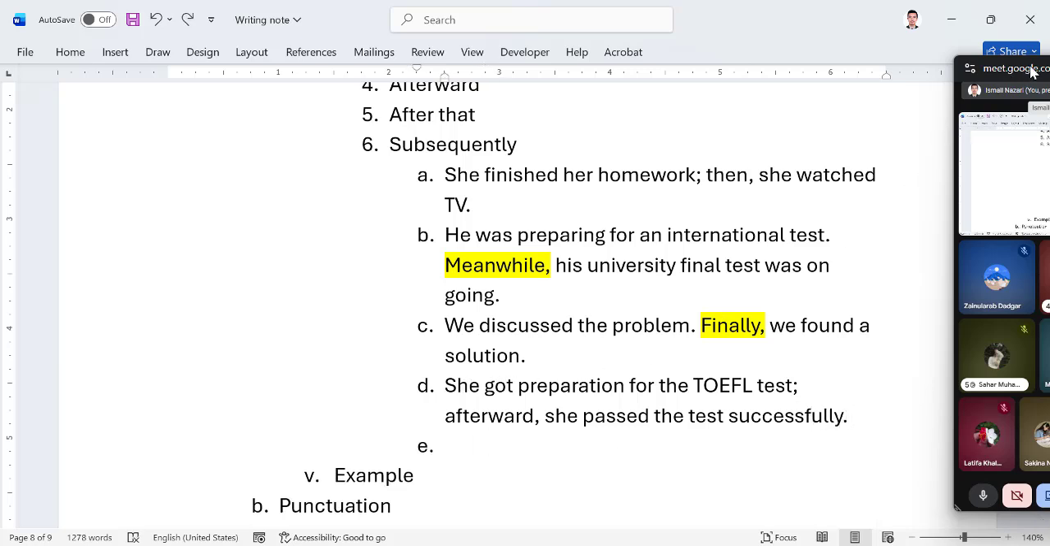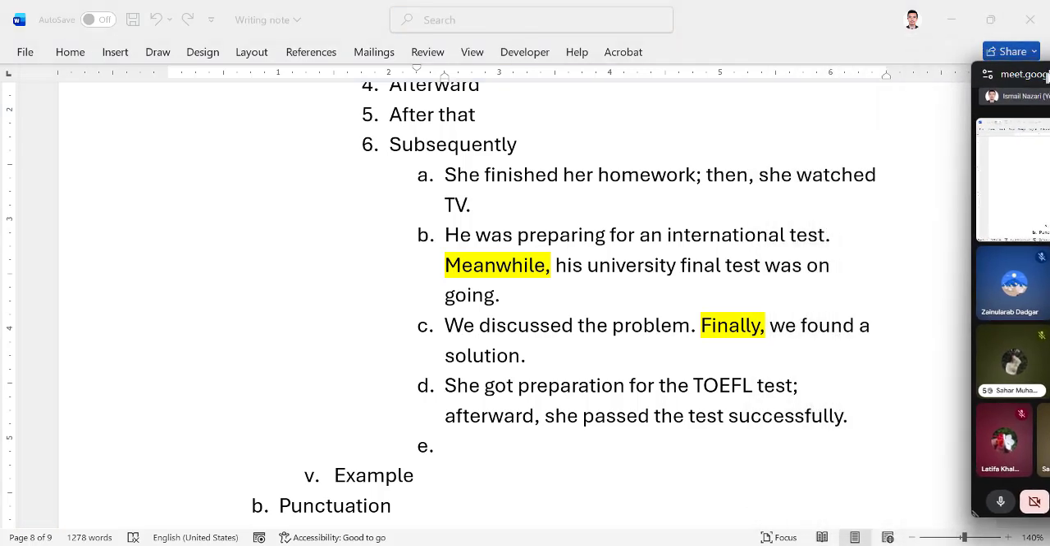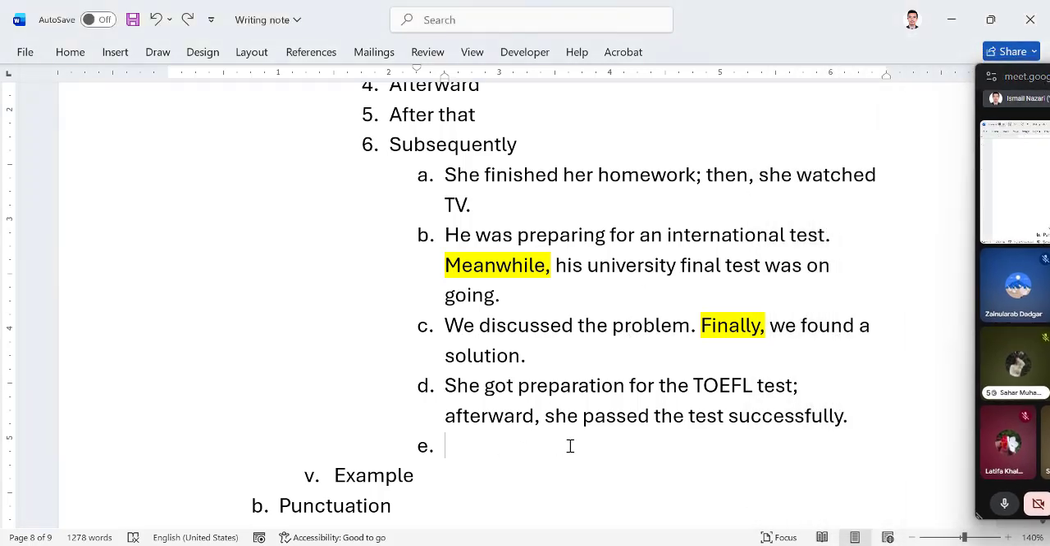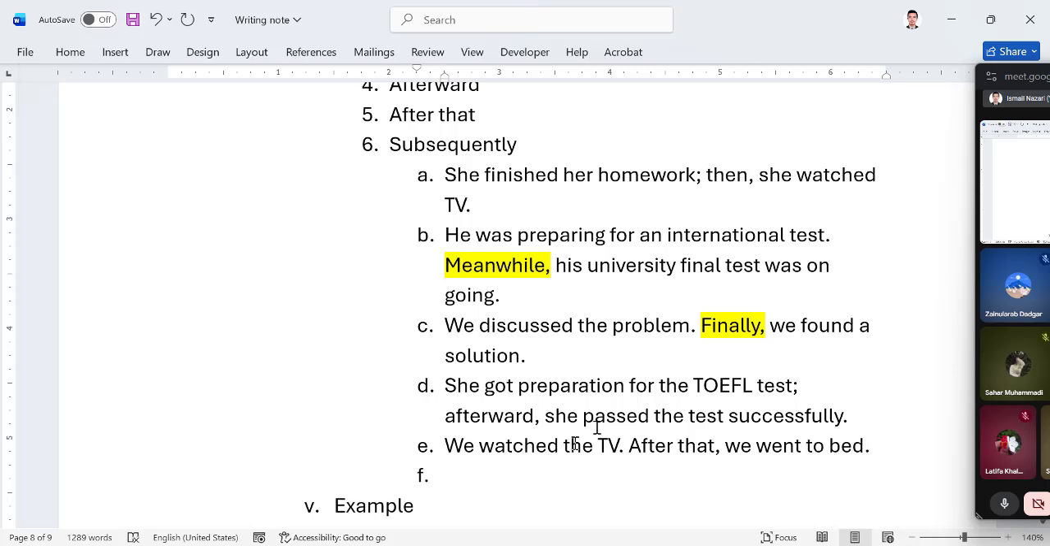The next one, second person, Miss Sumaya. Okay, teacher. We watched a movie. After that, we went to bed. We watched the movie. Dot. After that. Excellent. We went to bed. Very good.